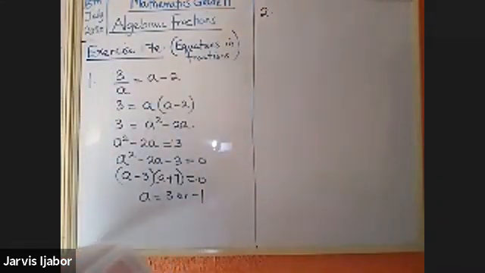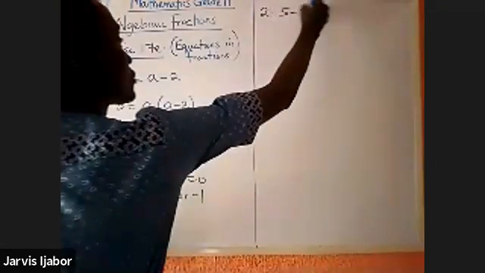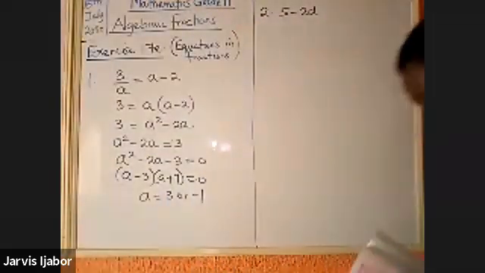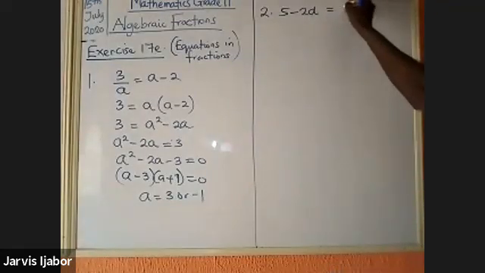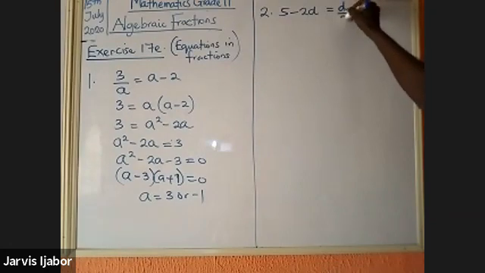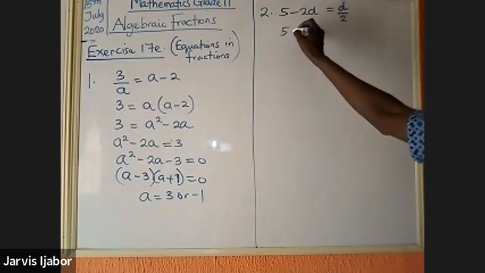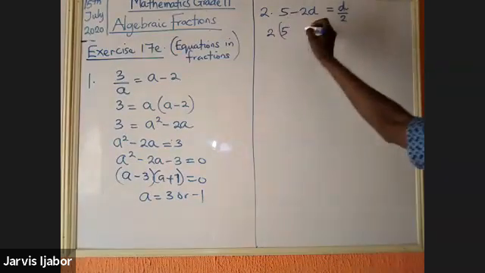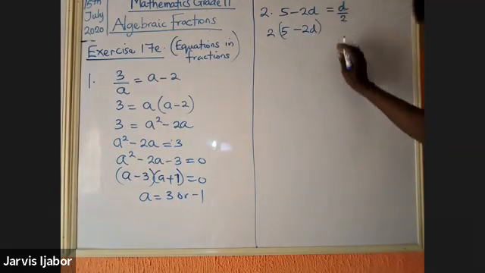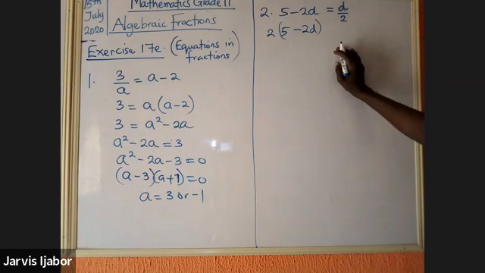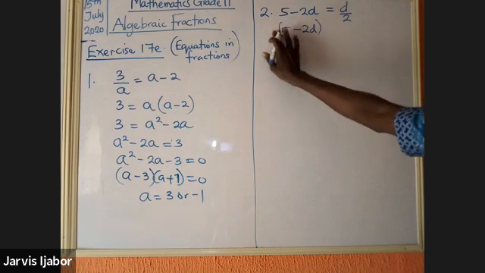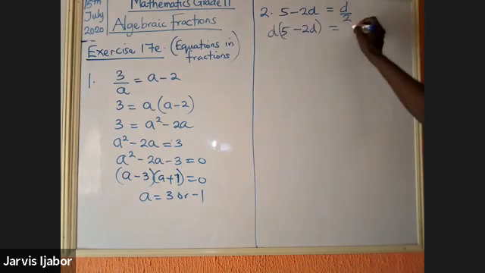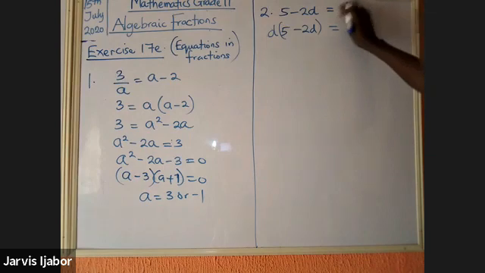Now for question 2, we have 5 minus 2d over d equal to d over 2. What does that give you? That will be 5 and 2 into 5 minus 2d. Hope I'm right with that. Sorry, d over 2. This should be d over 2. So that will be d equal to d.